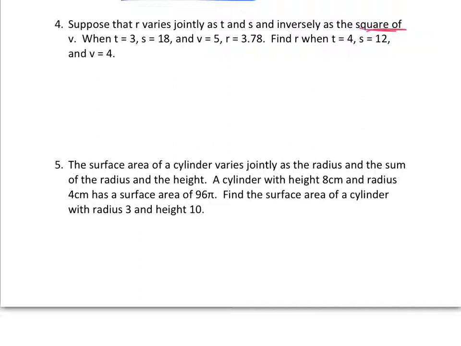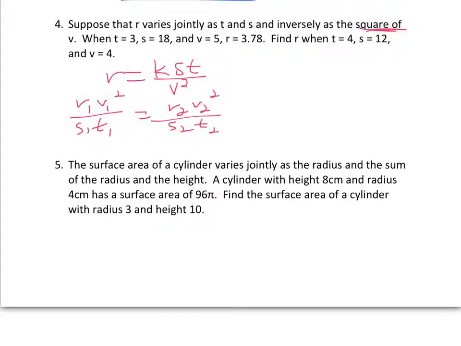So we have r varies jointly as s and t, and inversely as the square of v, so v squared. What that means is we need to multiply by v squared, divide by st, so that way we can solve for k. So we have r1 v1 squared over s1 t1 equals r2 v2 squared over s2 t2.